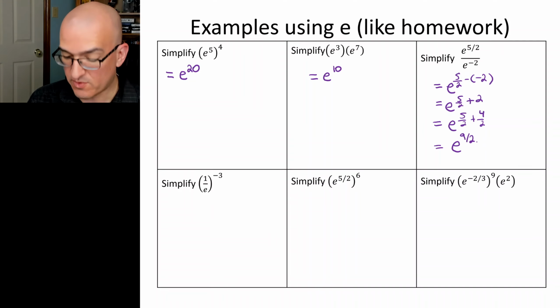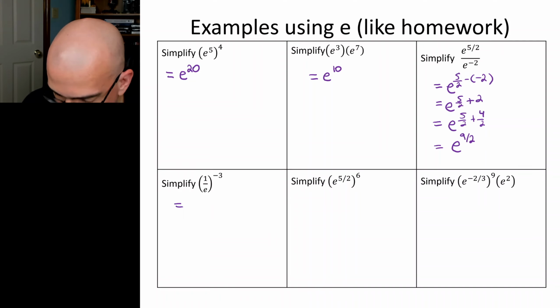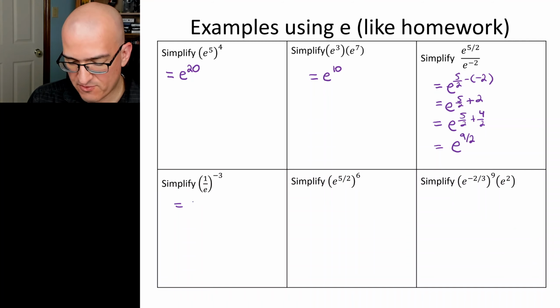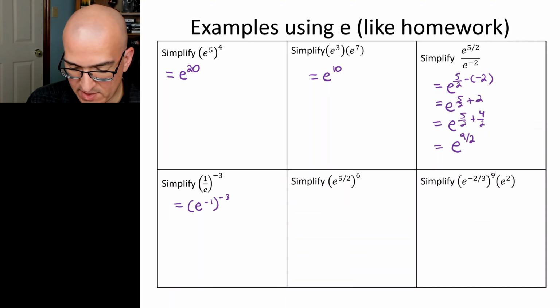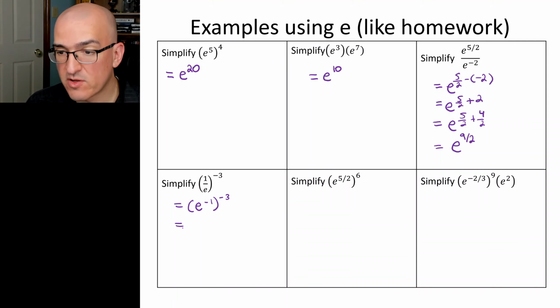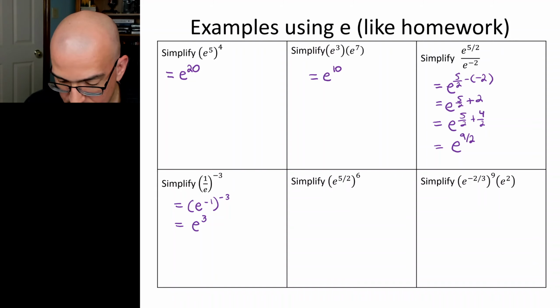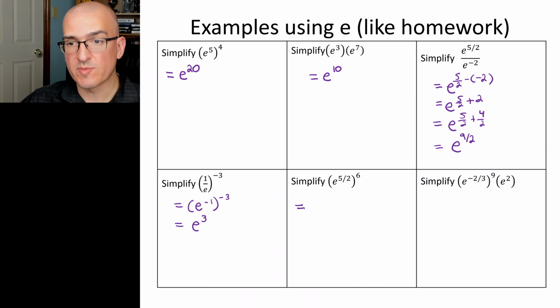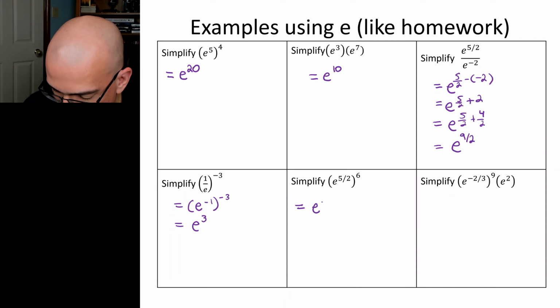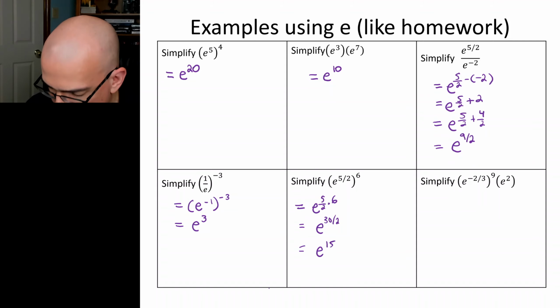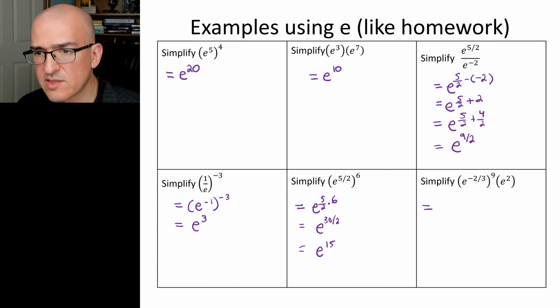Okay, next one over. 1 over e to the power of negative 3. Well, I can write 1 over e as e to the power of negative 1, to the power of negative 3. We have a power to a power, so we multiply, so e to the positive 3. Next one, we have e to a power, so the powers multiply: e to the 5 over 2 times 6, which is e to the 30 divided by 2, which is e to the power of 15. That's our final answer.